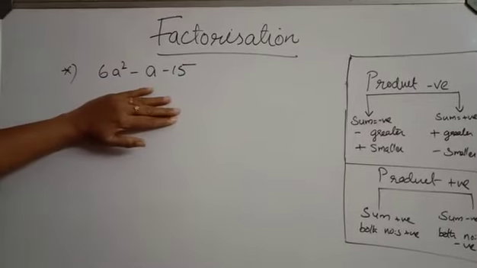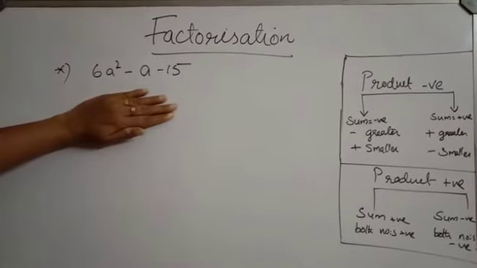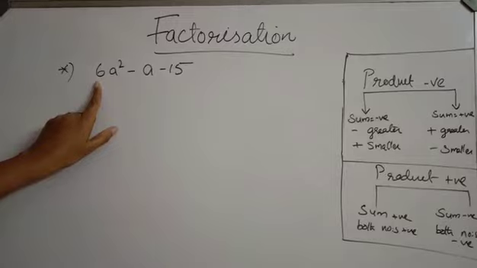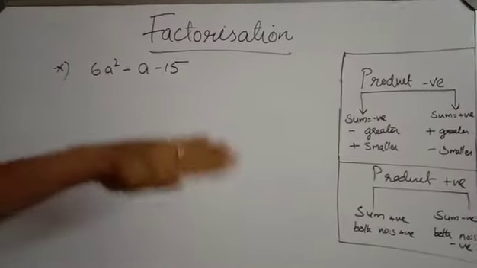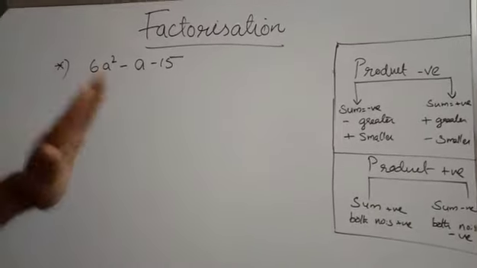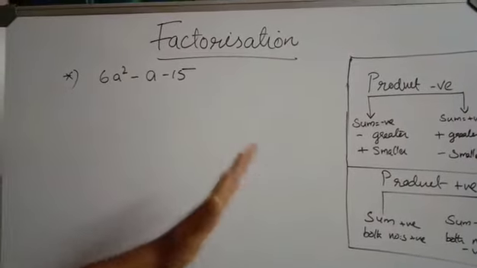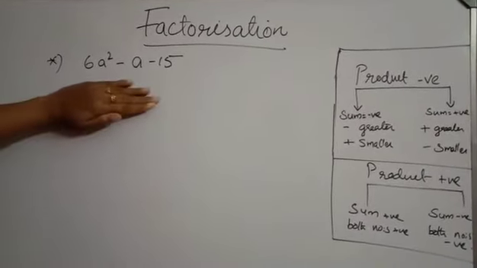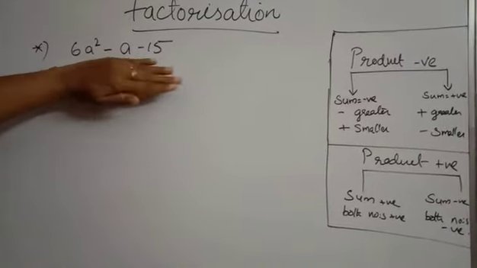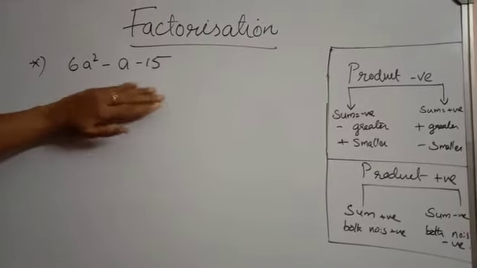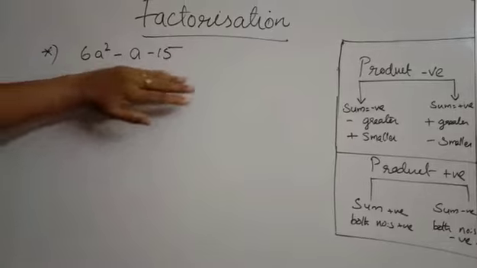Consider another example. See here, what you can see is there is a coefficient with this a square. In the previous cases, the coefficient of the second degree term was 1, so it was easy for us to find the product. Even this is also easy, but still look at the question and how we can split this: 6a square minus a minus 15.